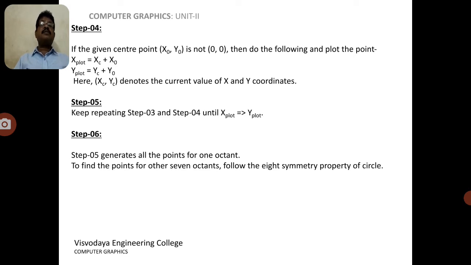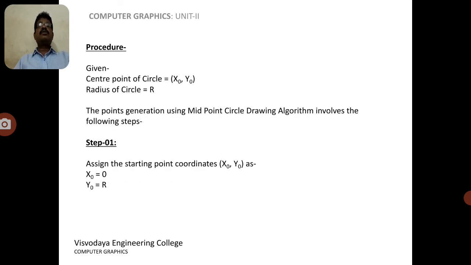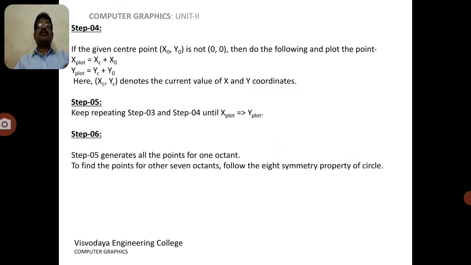Here the Bresenham circle algorithm finds the plot values, the x plot value and the y plot value, which are nothing but the next coordinates of the given circle. The initial coordinates are x0 and y0, where x0 equals 0 and y0 equals the radius value. The initial parameter is p0 equals 3 minus 2 into r, where the radius r equals y0, as Bresenham's algorithm defined.